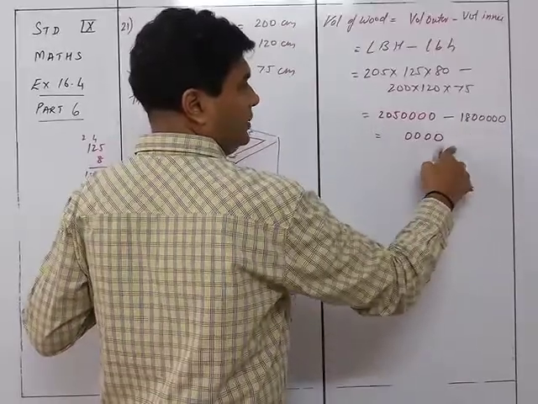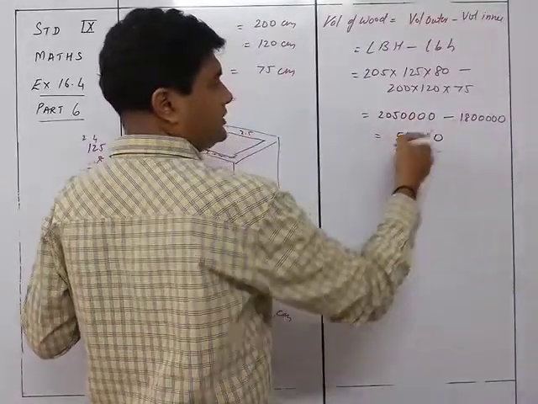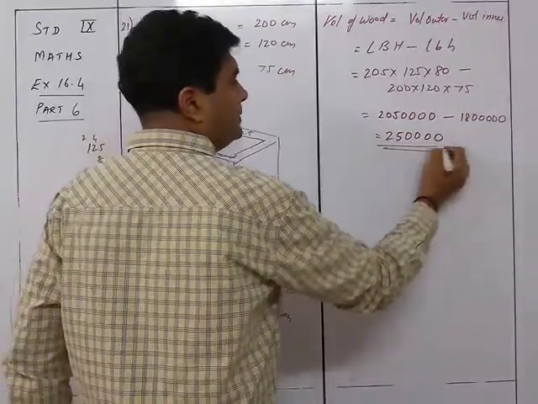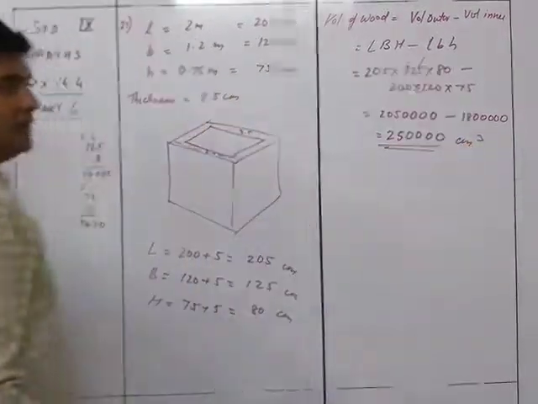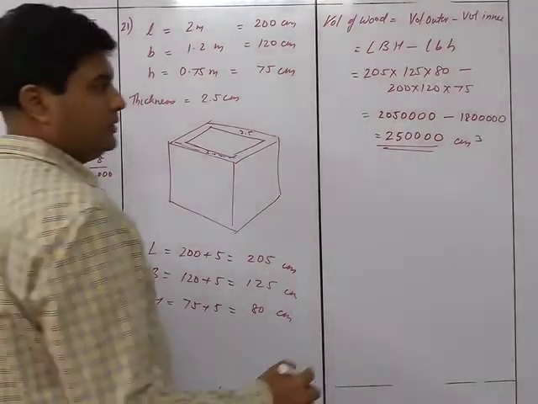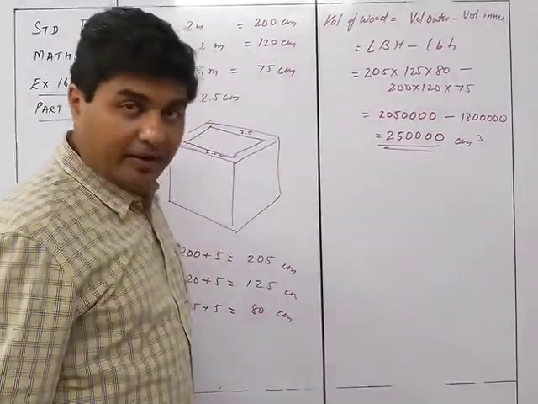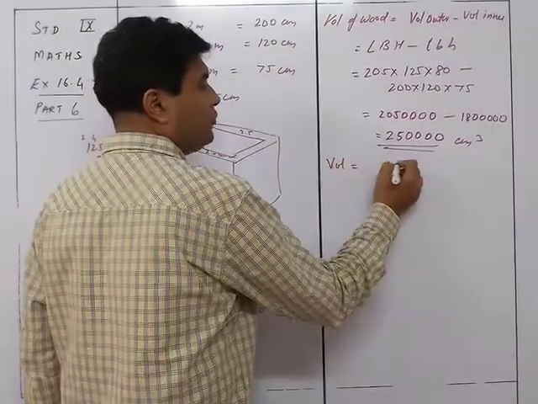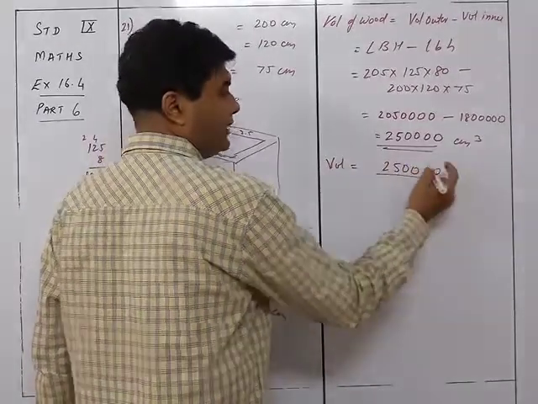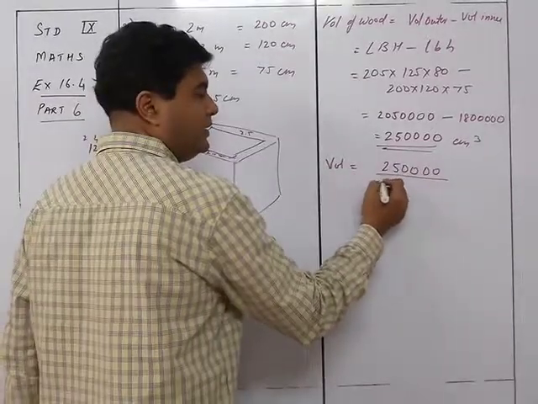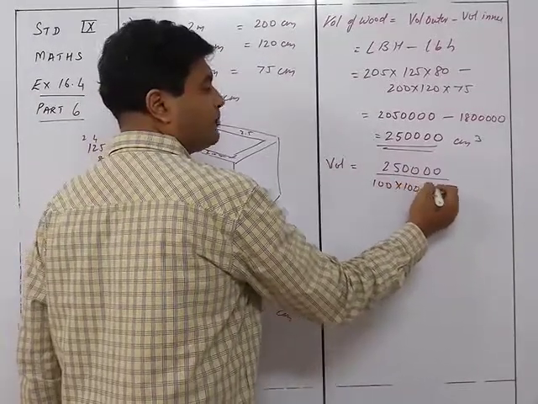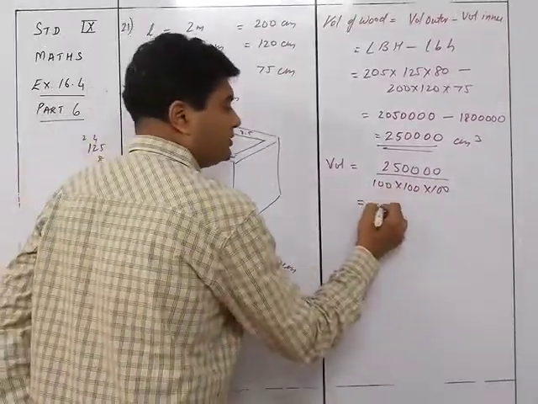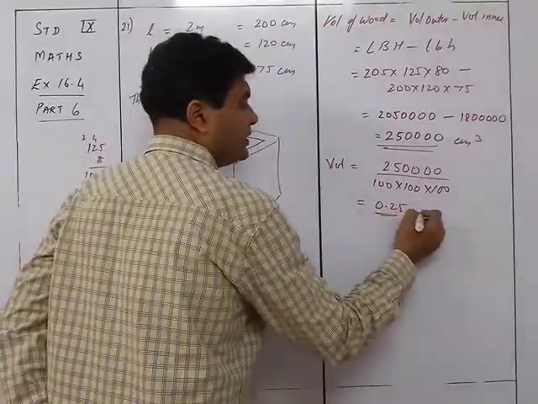4 zeros are done, after that 5 will come and after that 18. So it will be 2 centimeter cube. That is the volume of the wood required. Now the volume of wood required is in centimeter cube. I need to convert it into meter cube. So volume is equal to 250000 upon 100, and it is 3 times because it is centimeter cube, so we have to take it 3 times. So that will make 0.25 meter cube.